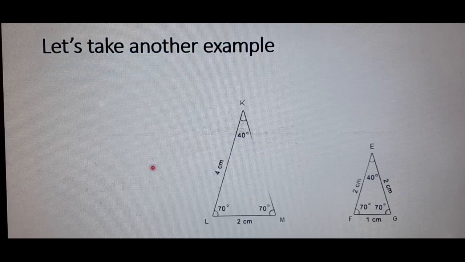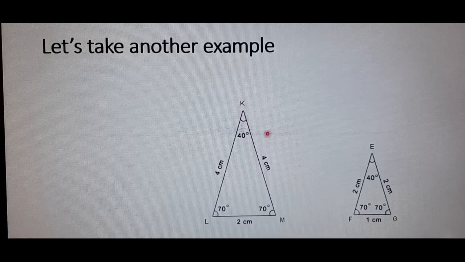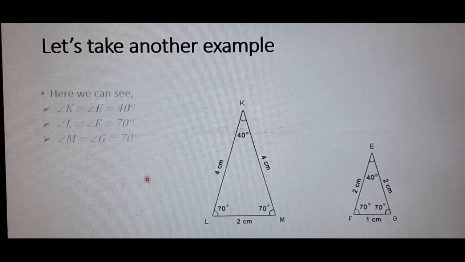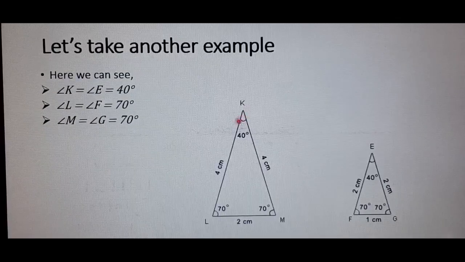Let's take the example of triangles now, since we are doing the chapter on triangles. So I have taken two triangles, KLM first and second EFG. First of all, let's check the corresponding angles. Angle K, corresponding to K is angle E. So angle K is equal to angle E. We can see both are equal to 40 degrees.